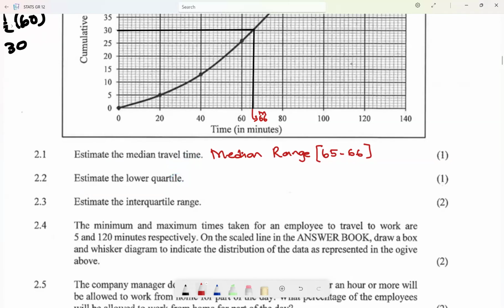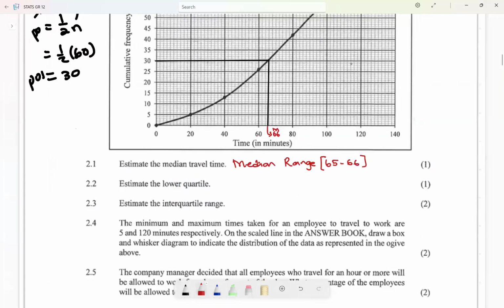Remember, in a data set, we have a higher quartile, a lower quartile, and a median. Minimum, quartile one, which is the lower quartile, median, quartile three, higher quartile, and maximum. So how do I find the lower quartile, guys?